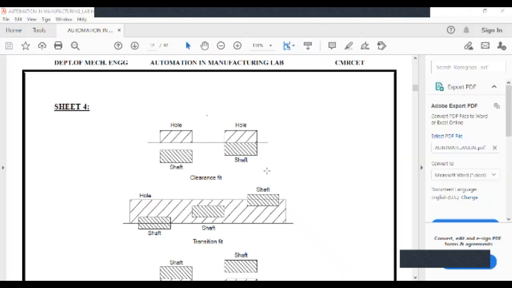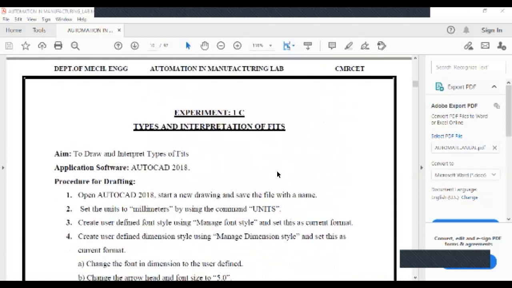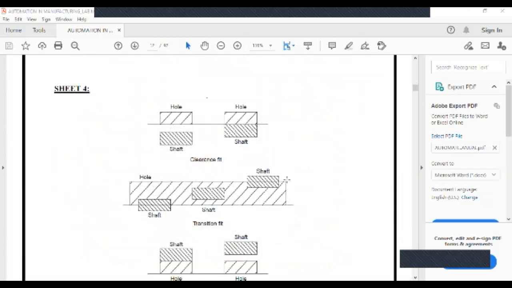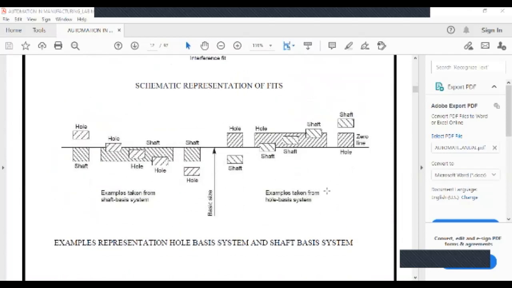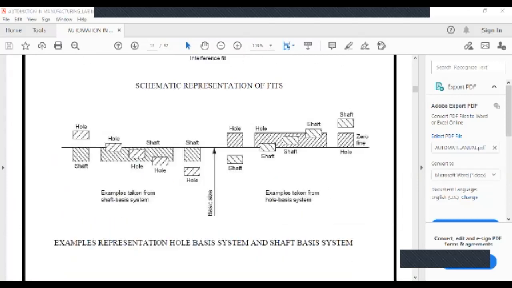We saw this in the last class, right? How do you represent fits, types and interpretation of fits, the different types of fit that we have, right? And how do you represent that?